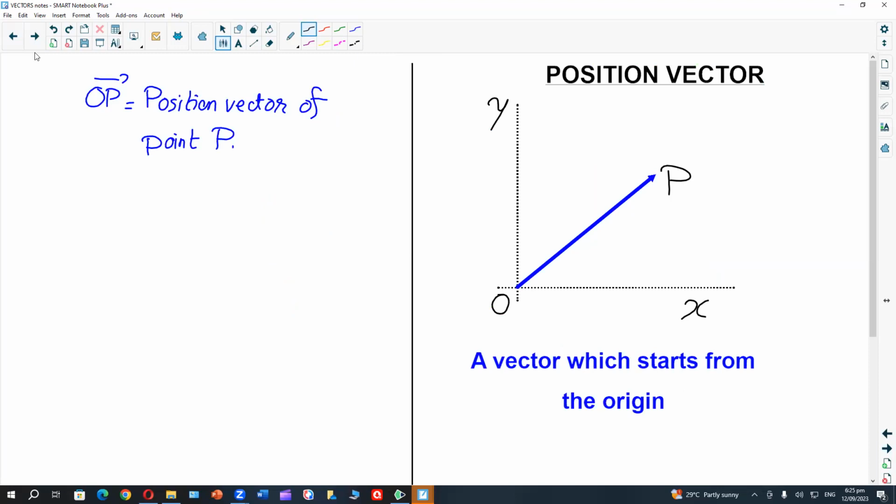Position vector. Look at this screen. Concept of position vector. If a vector starts from the origin, it is called position vector. What is the position vector? If a vector starts from origin, it is called position vector. You have to copy this screen.